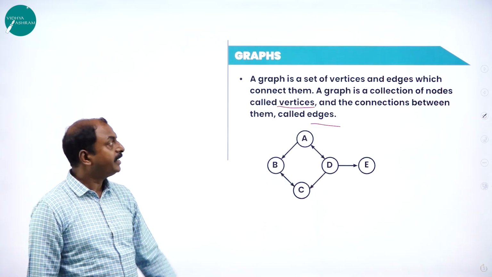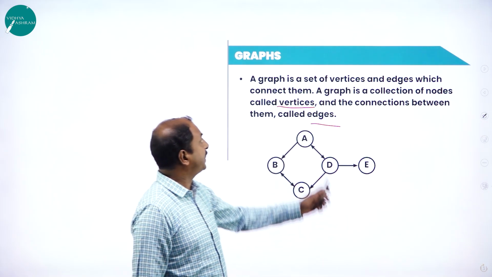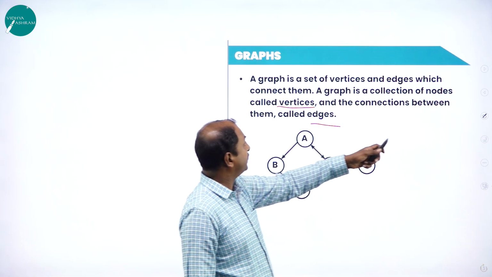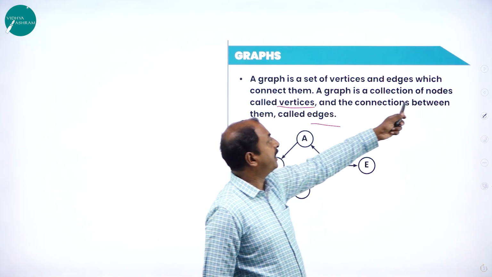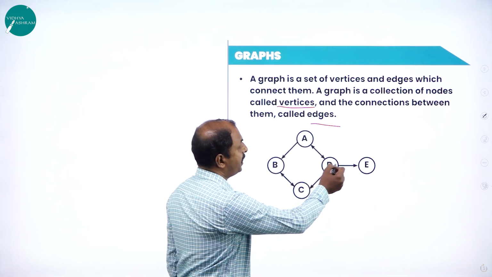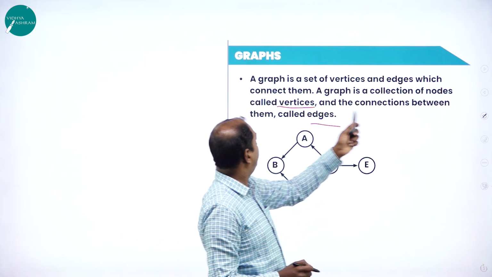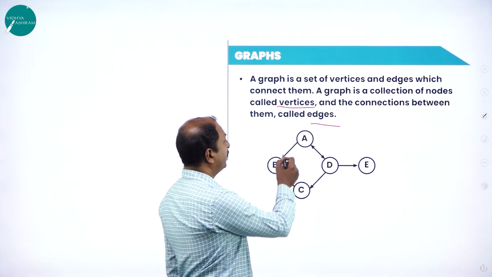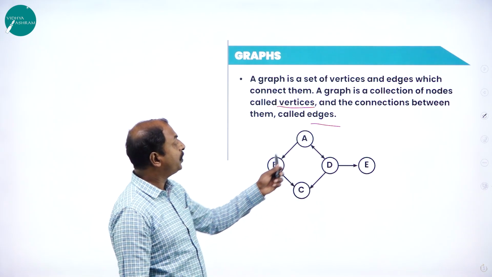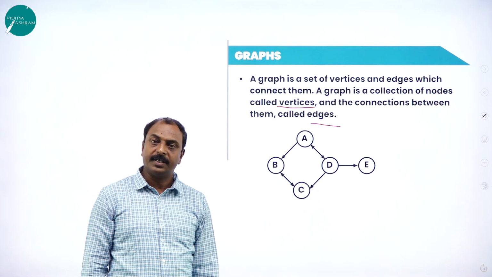Now let us move on to the next slide, that is graphs. A graph is a non-linear data structure. A graph is a set of vertices and edges which connect them. A graph is a collection of nodes called vertices, and in this example A, D, E, C, B are called vertices, and the connections between them are called edges. You can see these arrow marks; they are called edges. They connect different nodes or vertices. So a graph is a non-linear data structure.